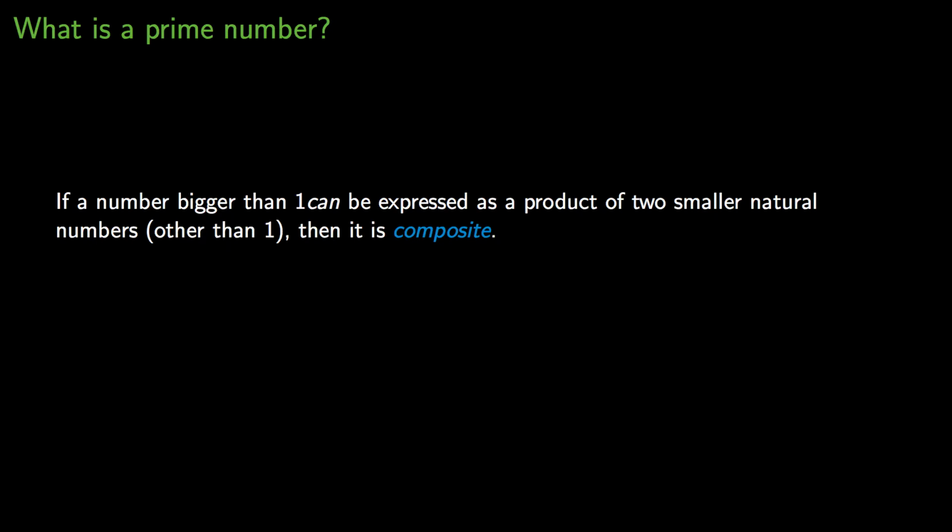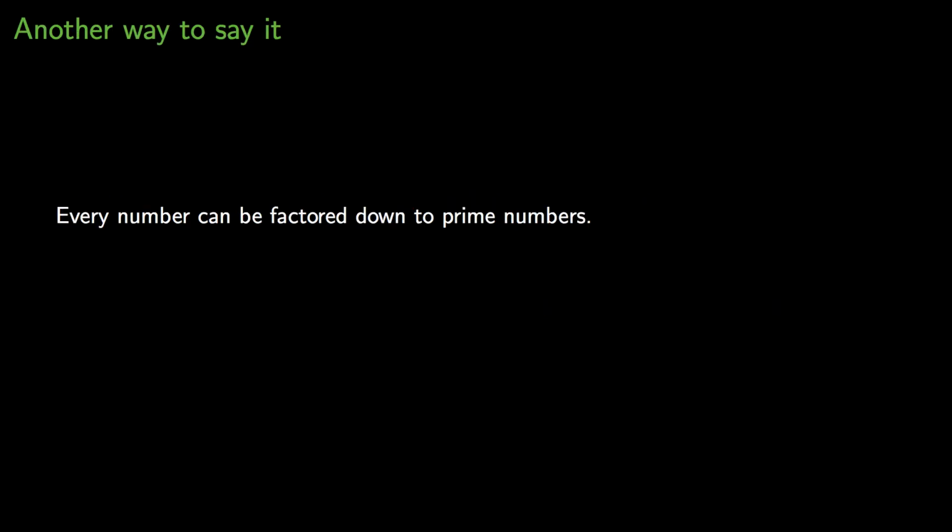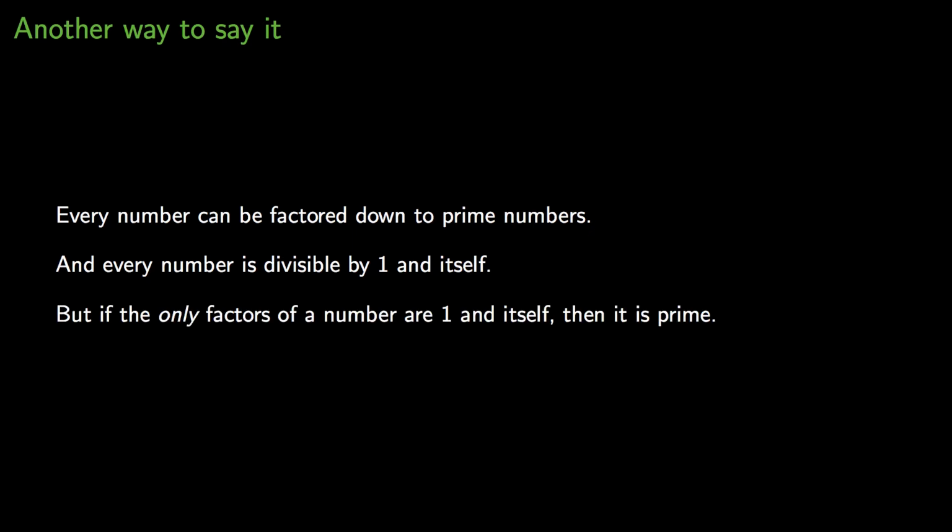We're going to be operating with these definitions of prime and composite numbers. So if any number that's bigger than 1 can possibly be expressed as a product of two smaller natural numbers, then we're going to call that number composite. And if a number can't be expressed as a product of two smaller natural numbers, then it's prime. So another way to talk about primeness, I guess, is we know that every number can be factored down to prime numbers. And we also know that every number is divisible by 1 and itself. That's not special. That doesn't make a number prime. But if the only two factors of a number are 1 and itself, if those are the only two you can find, then you call that number prime.